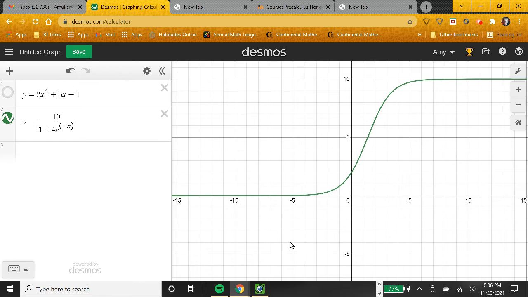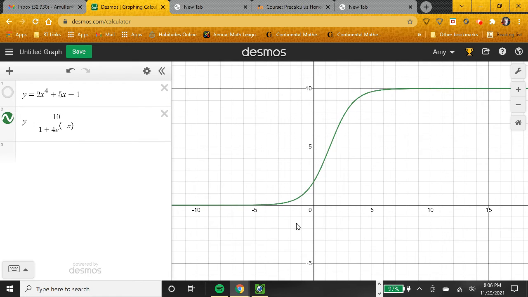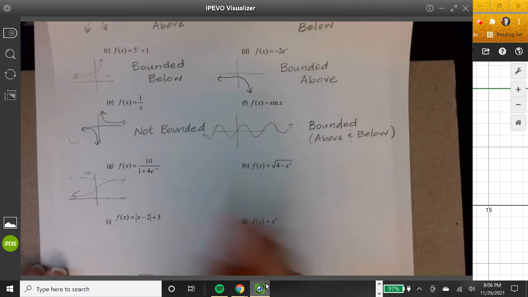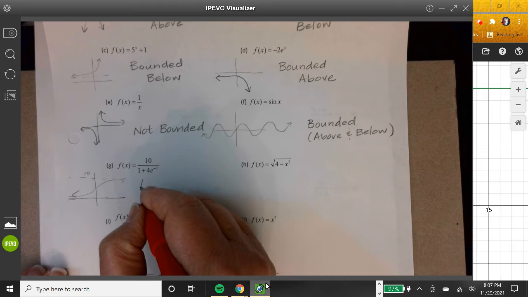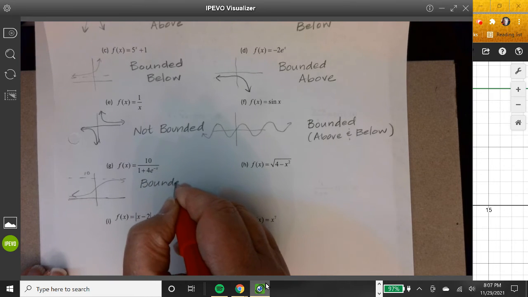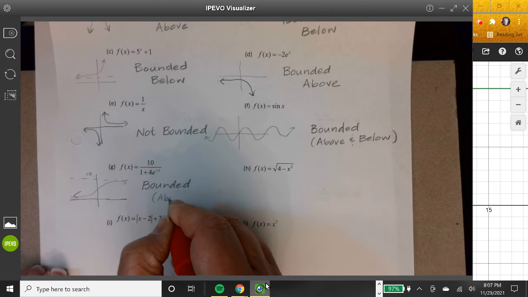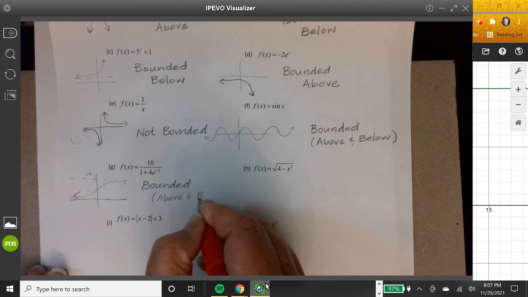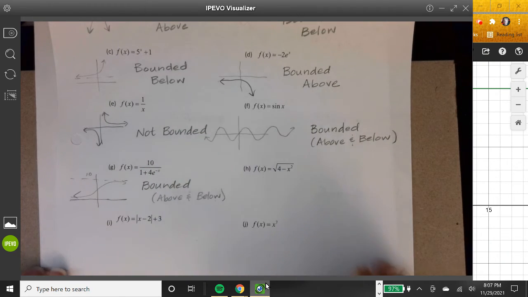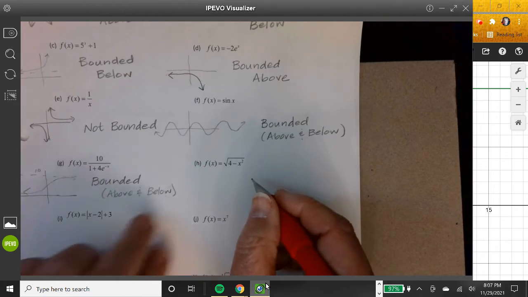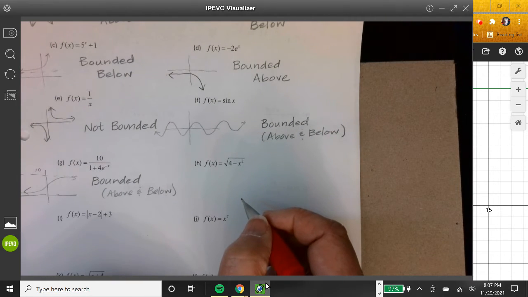This is what they call a logistic function, which we're going to study next semester. But if you look at the picture, it's got a horizontal asymptote here and a horizontal asymptote at 10 and kind of does this. So this one is, would you say, bounded? Yeah, it's bounded. And when you say bounded, you mean above and below, because the y values aren't going to infinity in any situation there, okay?